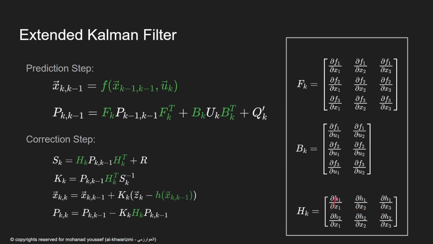So here I assume that we have dimension 2 for the measurements. So we have two equations, h1 and h2, or two elements in the measurement vector. Here I assume that we have only two elements in the input vector. So this matrix will be 3 by 2, this is 2 by 3, and this 3 by 3.